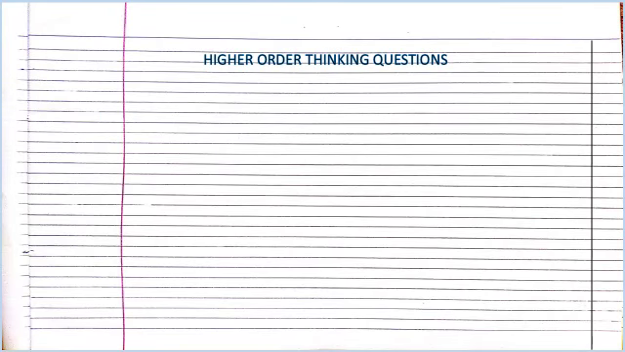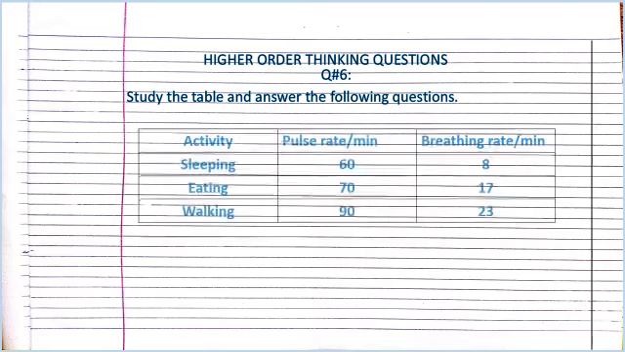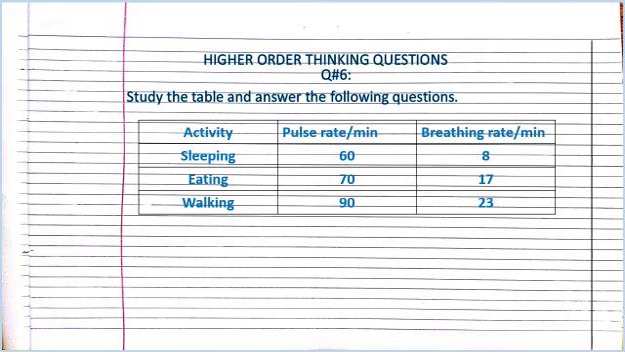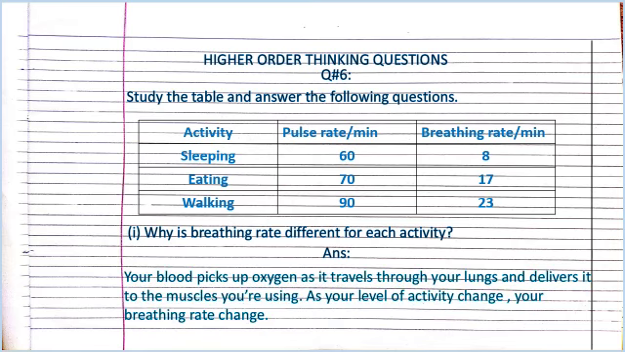Okay, now write the caption, Higher Order Thinking Questions. And question number 6 is, study the table and answer the following questions. So dear students, you all will draw the table like this. After that, write question number 1, why is the breathing rate different for each activity? After that, write its answer.